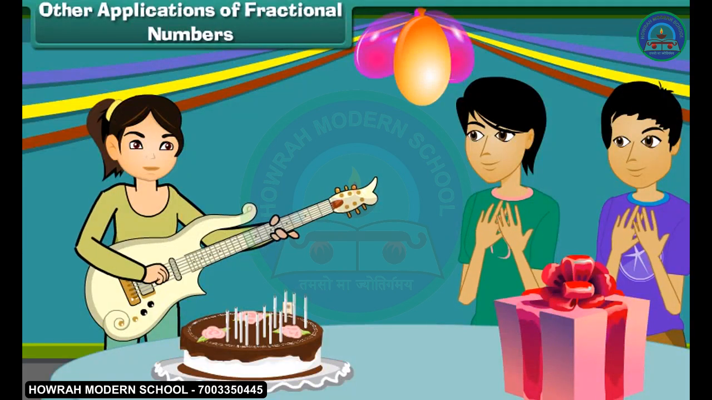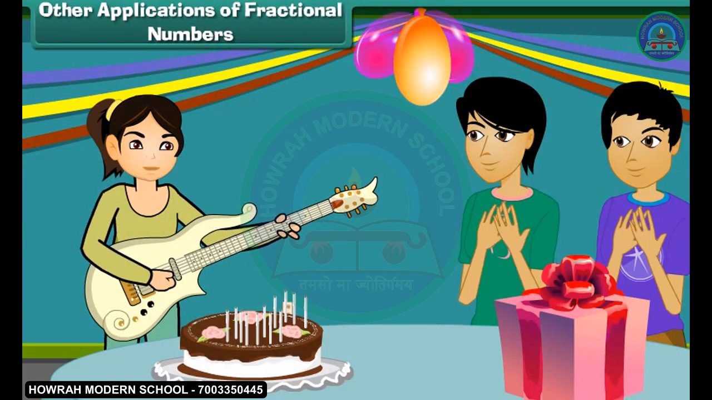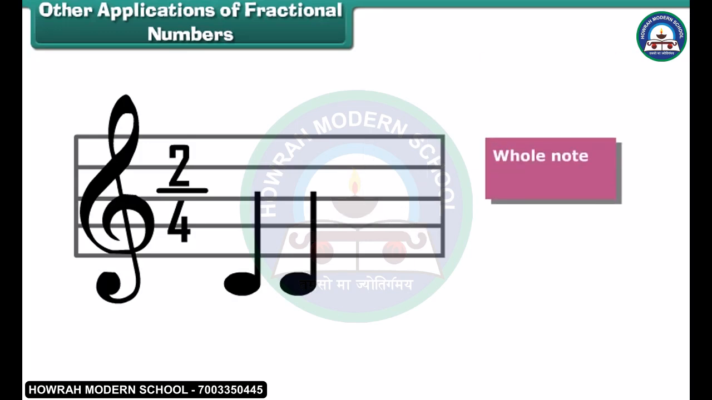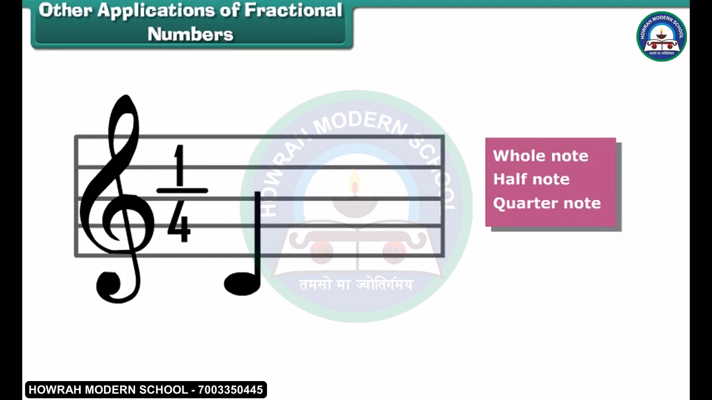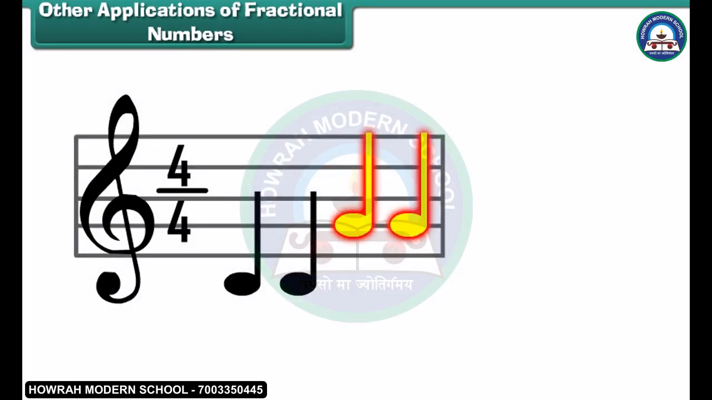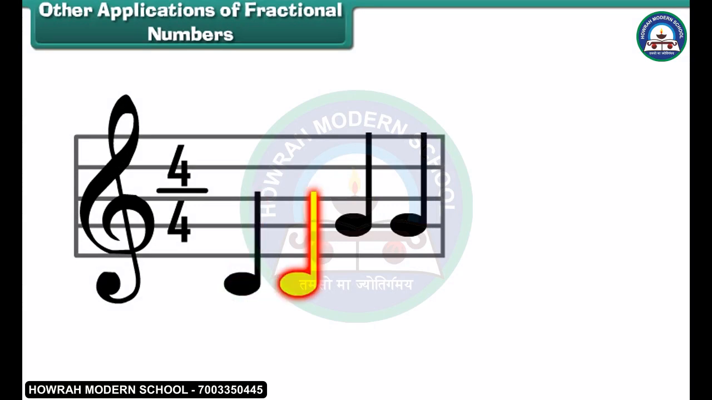Hey, how many of you like music? Great! Everybody likes music. In music, you have your whole note, half note and a quarter note, and they all add up to each other, of course. So 2 half notes are the same length as a whole note and 4 quarter notes are the same length as a whole note. Isn't it amazing?